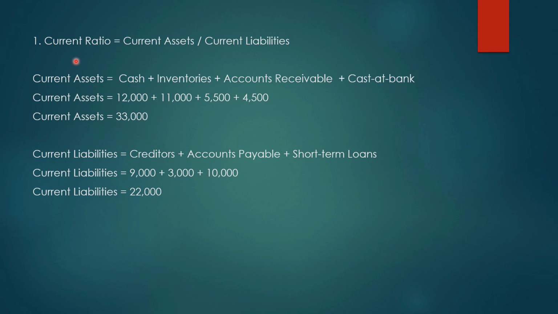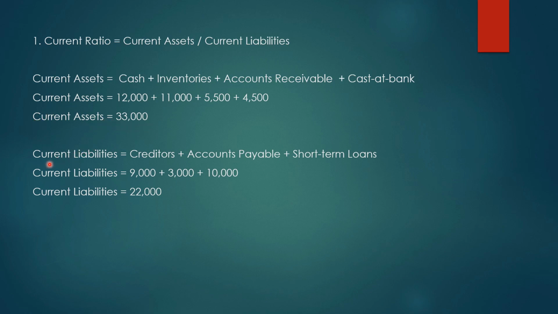We know the formula: current ratio equals current assets divided by current liabilities. So first we need to calculate the total current assets and total current liabilities. In current assets we have cash plus inventory plus accounts receivable plus cash at bank: 12,000 plus 11,000 plus 5,500 plus 4,500. So our total current assets are 33,000.